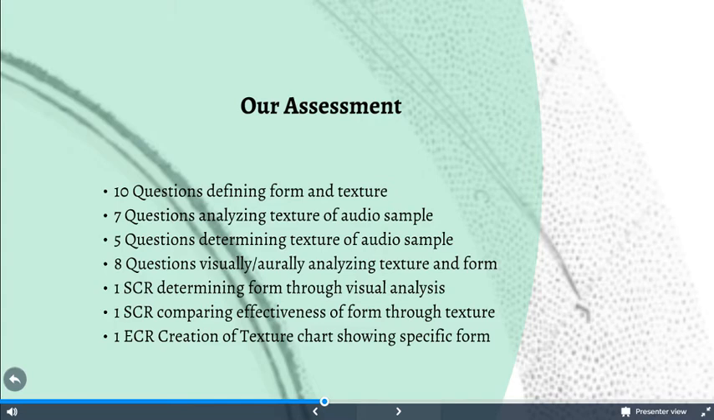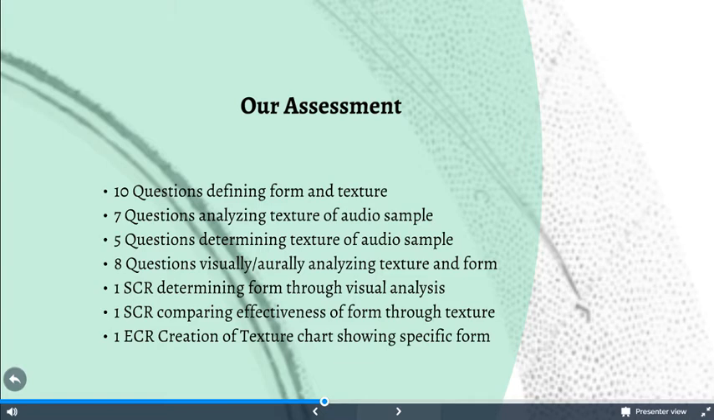Our other short constructed response asks students to compare the effectiveness of the form through the texture. So for that, we had 2 audio samples and 2 texture charts for those audio samples. And students had to justify which of those samples best fit binary form and describe why, using evidence both from the audio sample and from the texture charts provided. So that was asking them to do a lot of compare and contrast.